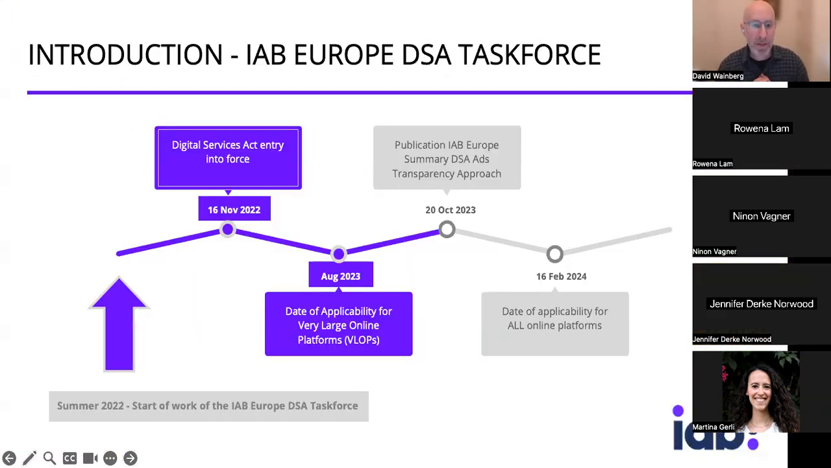So this has been the timeline. We started back in the summer of 2022. The date of applicability for VLOPs, very large online platforms, has passed. Our approach has been released recently. We've put it out for comment earlier this year, and then another version more recently. And then we handed it off to Tech Lab to put the finishing technical touches on the specification and to maintain it and shepherd it over time. Ahead of us is the date of applicability for all online platforms coming up in the beginning of next year. Next slide.